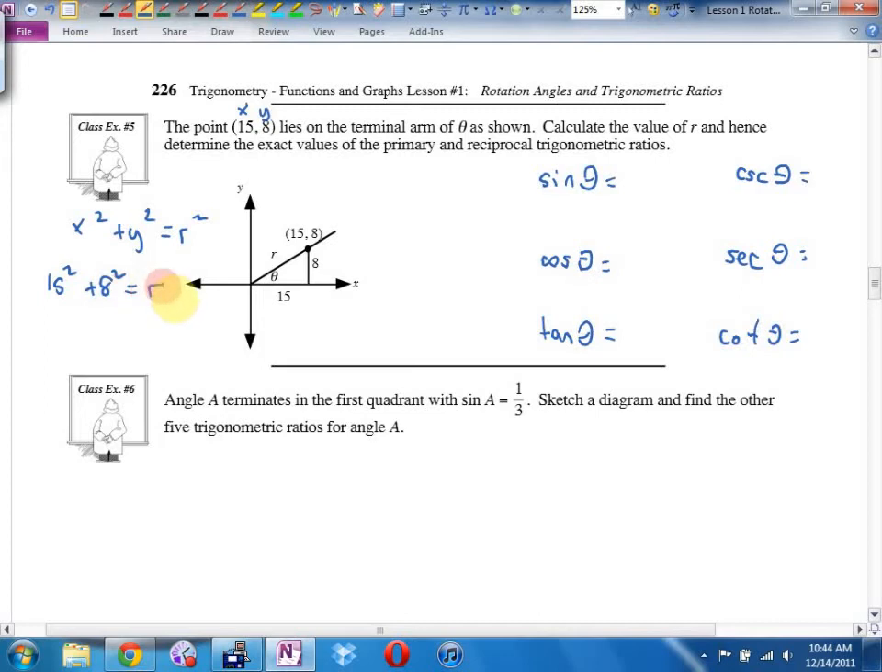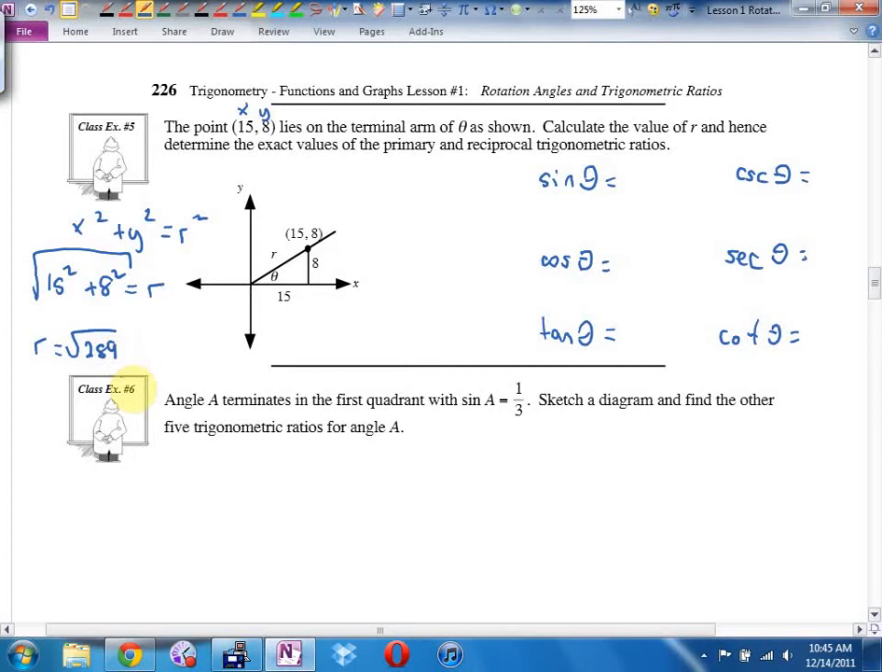You get R equals the square root of, what is 15 squared plus 8 squared? 15 squared is 225. 8 squared is 64. 225 and 64, 289? What is the square root of 289? Does it work out evenly? So you know what R is? 17.